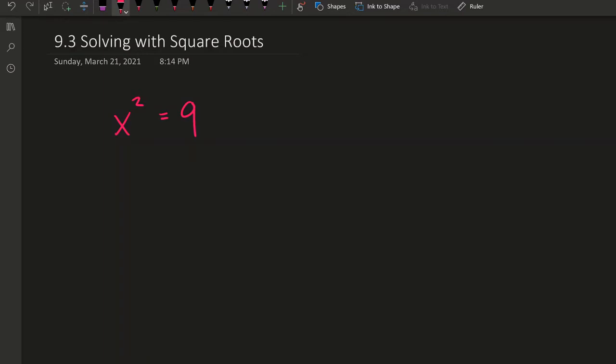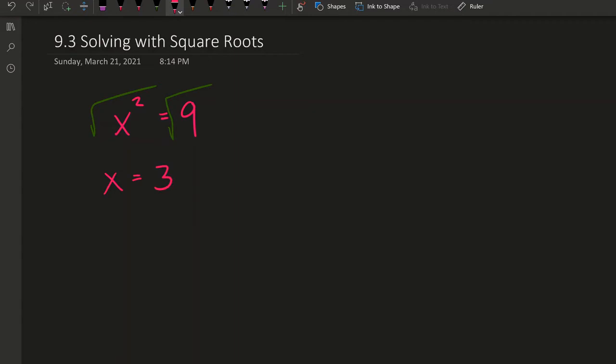Well, you're half right. So if we want to get the x by itself, we would need to get rid of that exponent right there. We get rid of squared by using a square root, and we square root the other side. So we would get x is equal to 3.